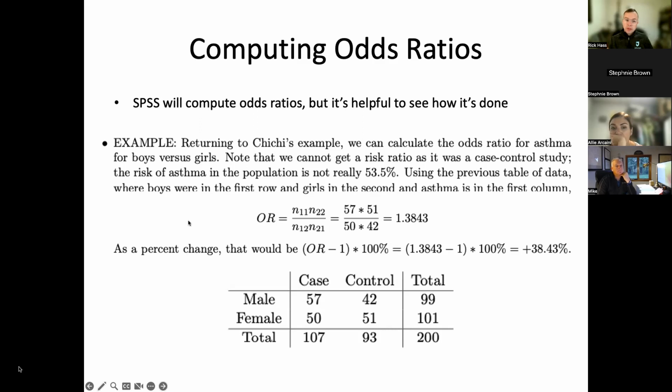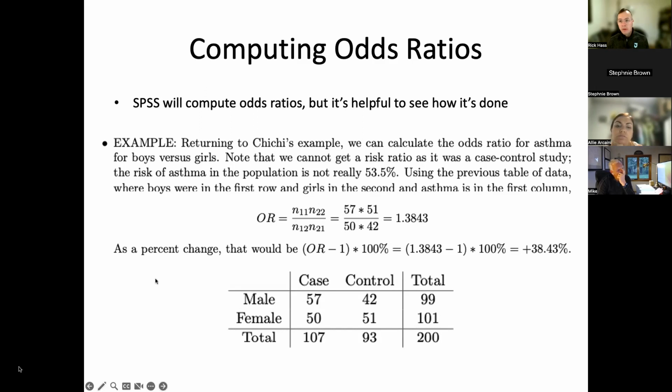Now, the one thing that's important is that this odds ratio is directional. It represents a specific way that the table is set up. Right? So the way this table is set up, and using this formula for odds ratio, it's going to give you the odds of male asthma divided by female. So the numerator is going to be males, the denominator is going to be female.